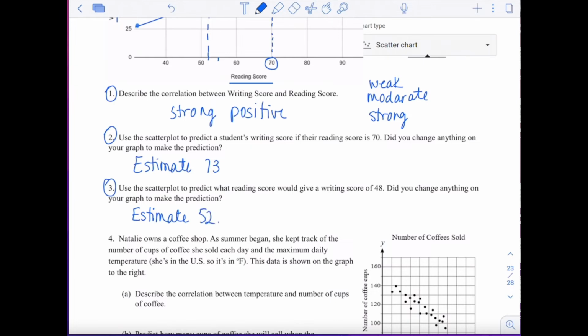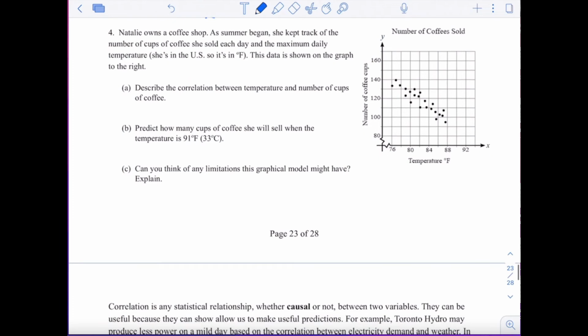Okay, let's look at another scatter plot. Natalie owns a coffee shop. As summer began, she kept track of the number of cups of coffee she sold each day and the maximum daily temperature. She's in the US, so it's degrees Fahrenheit. The data is shown on the graph. Okay, so let's describe the correlation between temperature and number of cups of coffee. Now remember, coffee is hot, so as the temperature increases, oftentimes people will choose a different drink instead of a cup of hot coffee.